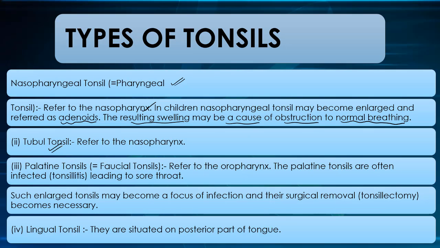Tubal tonsils refer to the nasopharynx. Palatine tonsils, or faucial tonsils, refer to the oropharynx.